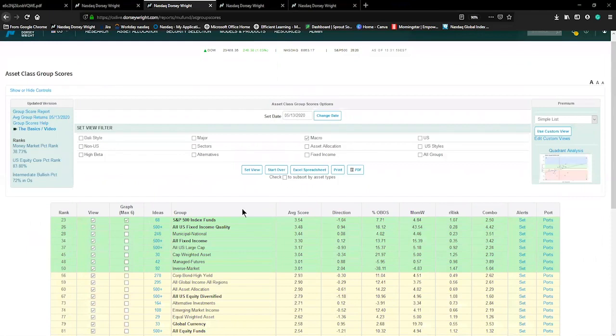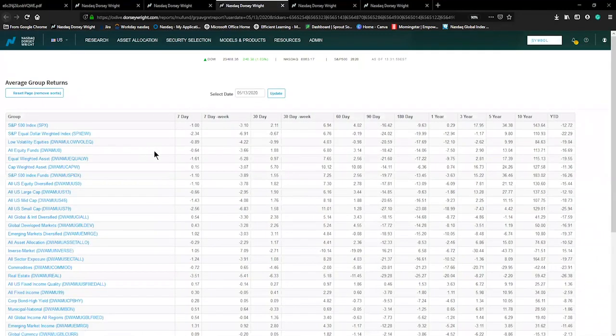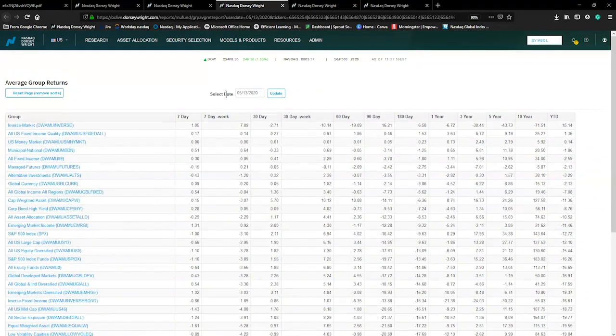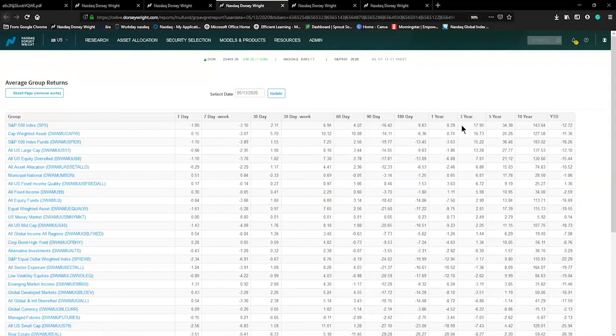And another place we want to pivot to here, just to show you as some additional context, we not only have average group returns up in the top left here, which are going to reflect the groups that we have shown on the last page. So if you want to know how different areas of the market that you filtered down are performing, you can come in here and look at this table and then change the dates if you want to as well. Again, keeping in mind that whatever you have filtered on the last page is what you're going to get on this page.